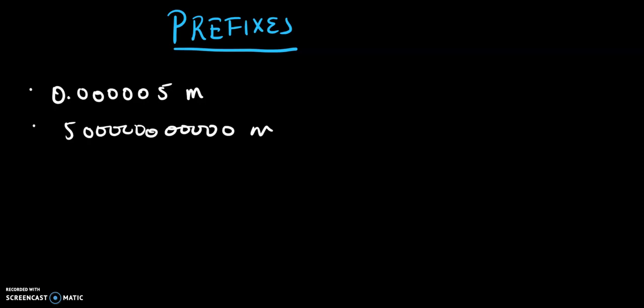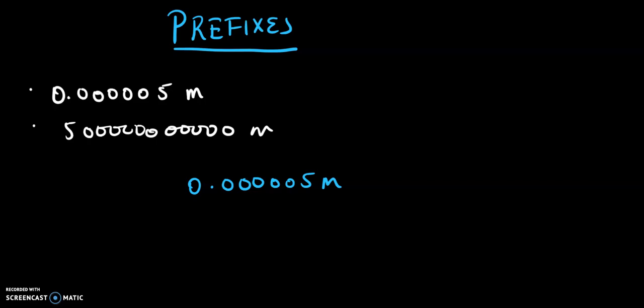Physicists always have a way out. To cater for this, prefixes are used. Prefixes are useful for expressing units of physical quantities that are either very big or small. So let's look at this number, 0.000005 meters. If we want to express it in prefix form, the first thing we are going to want to do is to express it in standard index form.